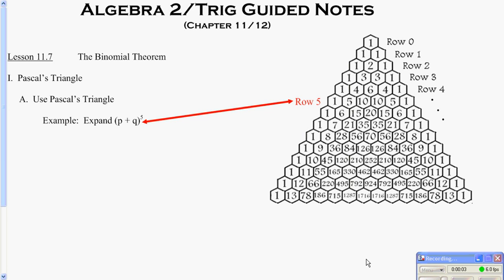Lesson 11.7, the Binomial Theorem. We're going to actually focus on expanding using the Binomial Theorem and not really get into the actual formula. What we're going to do is utilize Pascal's triangle.